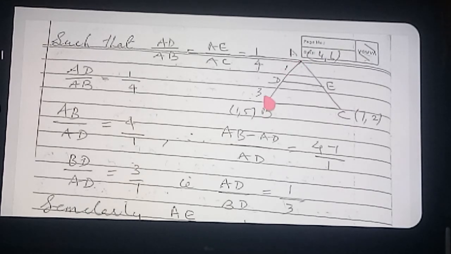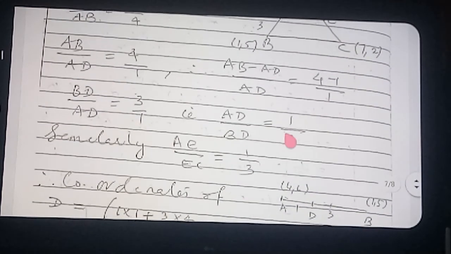This is AB full. From AB, what are we subtracting? AD. Subtracting AD, the remaining portion is what we get. That is what I have written here: BD by AD. 4 minus 1, how much is it? 3. So 3 by 1. Reverse this: AD by BD is 1 by 3. So you got the ratio of AD by BD as 1:3. Here also, the same: AE by EC is also 1:3.